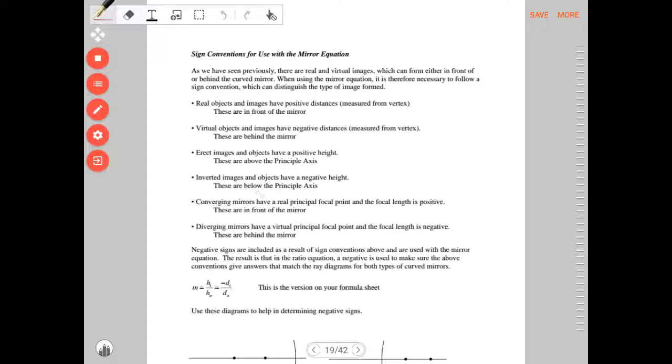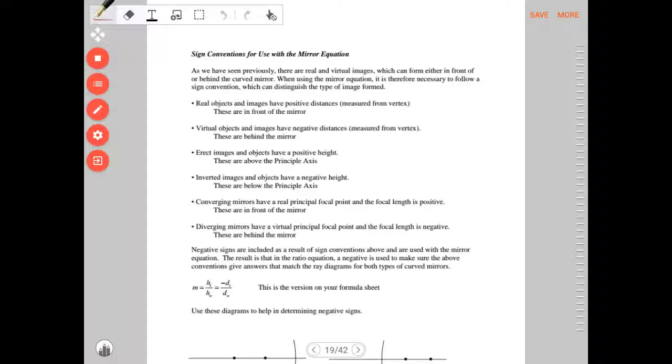Converging mirrors, so concave mirrors, have a real focal point, and the focal length is positive. These are in front of the mirror. Diverging mirrors have virtual principal focal points, and the focal length is negative. These are behind the mirror.